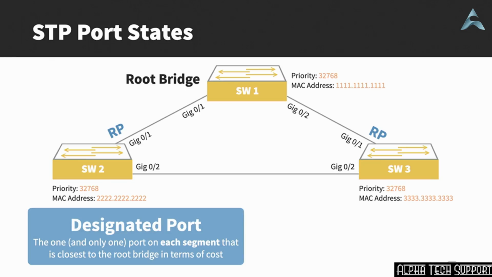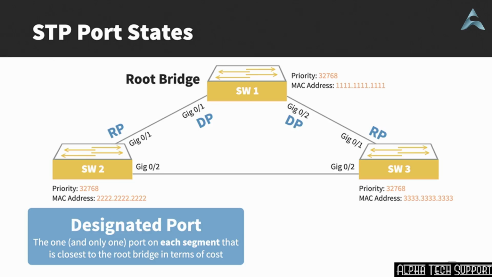The great news, we have a shortcut here, and that is we know the designated port for every segment going into the root bridge is going to be on the root bridge, because you don't get closer to the root bridge than being on the root bridge. So for switch SW1, gig 0/1 and gig 0/2, those are our designated ports for those two segments.